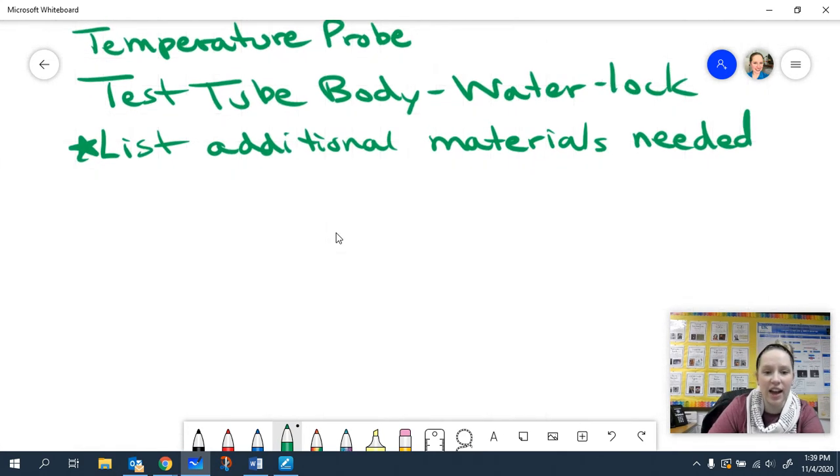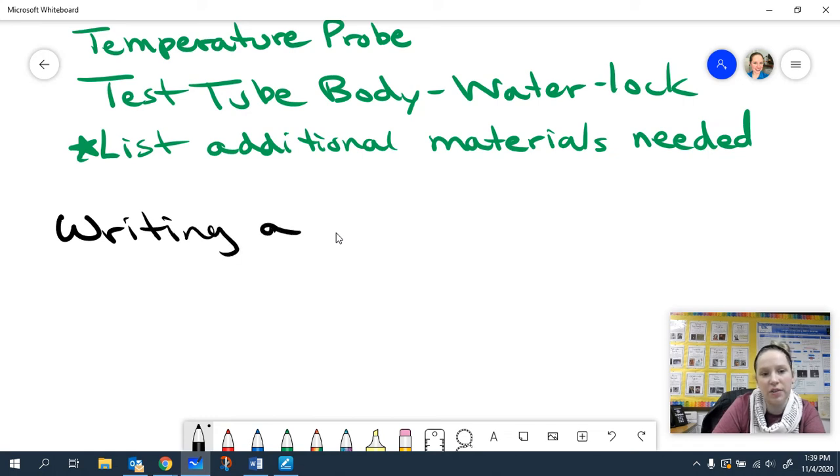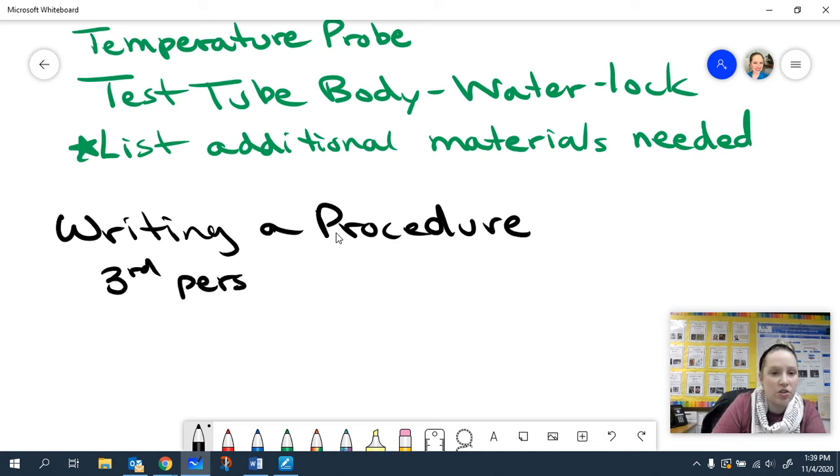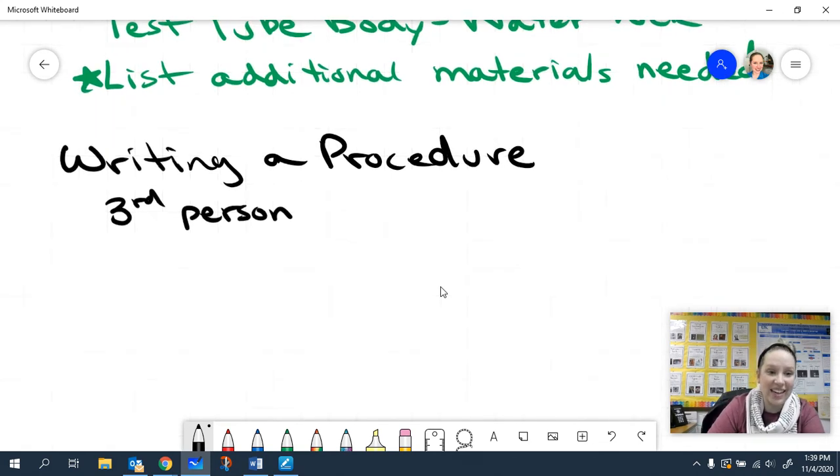The last thing that's kind of weird is when we are writing a procedure in science, the procedure is really supposed to be like it already happened. So writing a good procedure needs to be in the third person, which means no one is really mentioned. It's going to be kind of mysterious. It just happened, and it's going to be in the past tense, like it's already occurred.